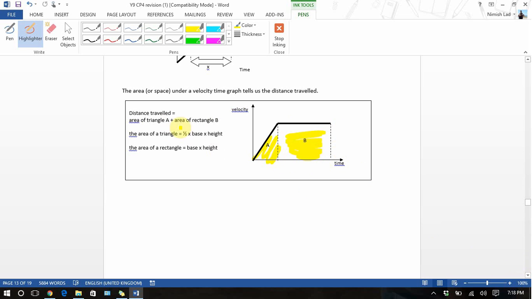So you've got the method for that over here. So triangle A, add rectangle B. Find out the area of triangle A, which is half base times height, and the area of rectangle B, so that's base times height.